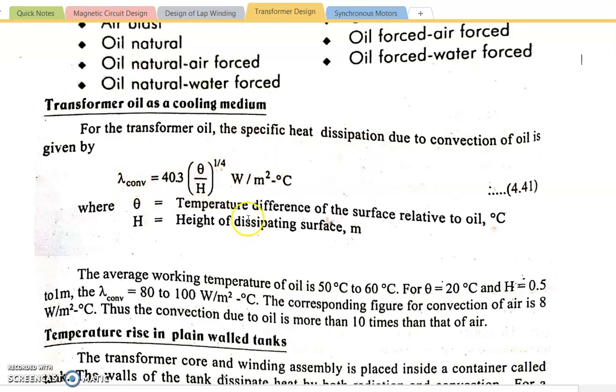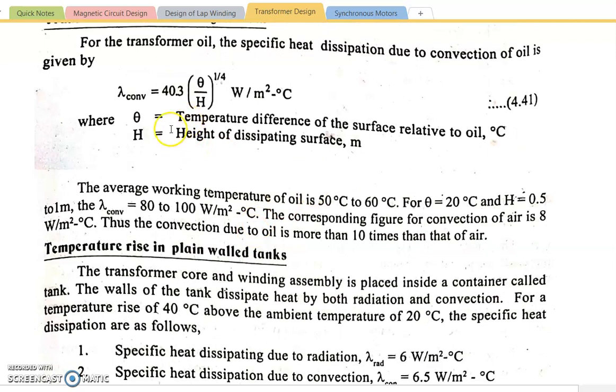So this is the equation, and here we are substituting the standard values for theta and h. The h is the height of the dissipating surface, and theta is the temperature difference of the surface relative to the oil. We substitute standard values of 20 degrees and height as 0.5 to 1 meter. We get the convection heat dissipation rate for the transformer oil as 80 to 100 watts per meter square degree Celsius, and the corresponding figure for air is only 8 watts per meter square degree Celsius.